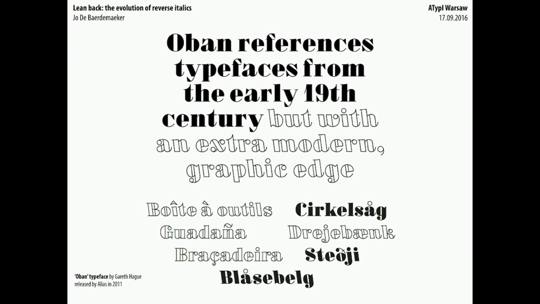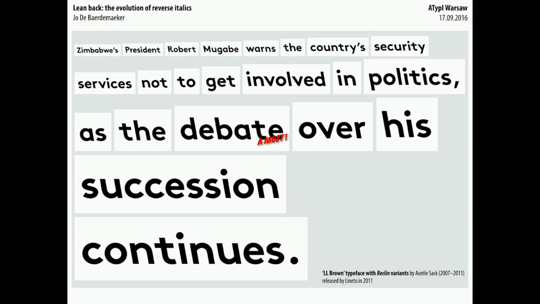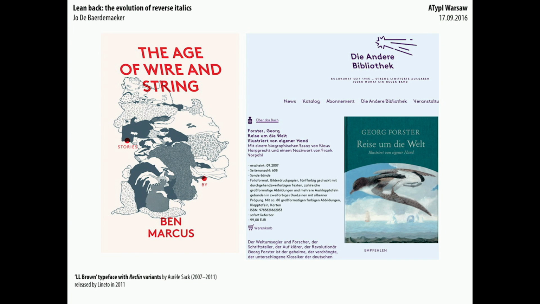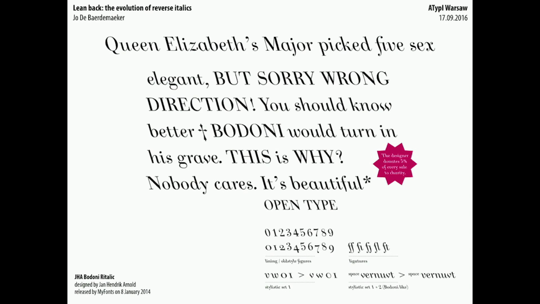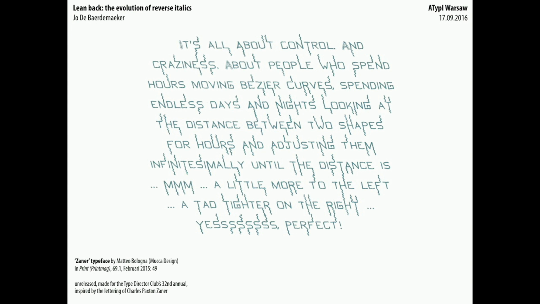In the last several years, and I'm talking from around 2007 until now, more and more independent type designers and type foundries have been designing quite a number of reverse italics, and you can see a few examples here. Oban by Garrett Haig, LL Brown with recline variants. I also show some of the type in use. Nitro and Turbo by Hoefler and Company. A Bodoni reverse italic by Jan Hendrik Arnold. Zahner typeface, more experimental.